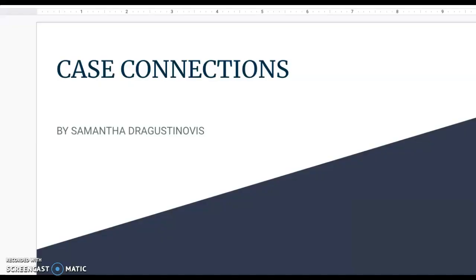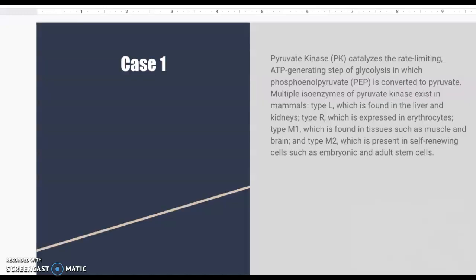So I'll start by going over case connection 1, which I'm doing over the first question. I'll go ahead and read over an overview of what case 1 is. So pyruvate kinase (PK) catalyzes the rate-limiting ATP-generating step of glycolysis, in which PEP is converted to pyruvate.